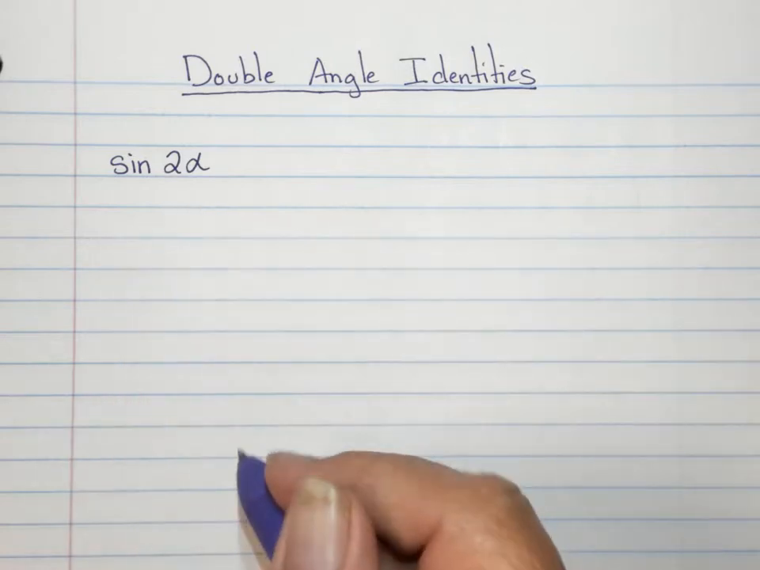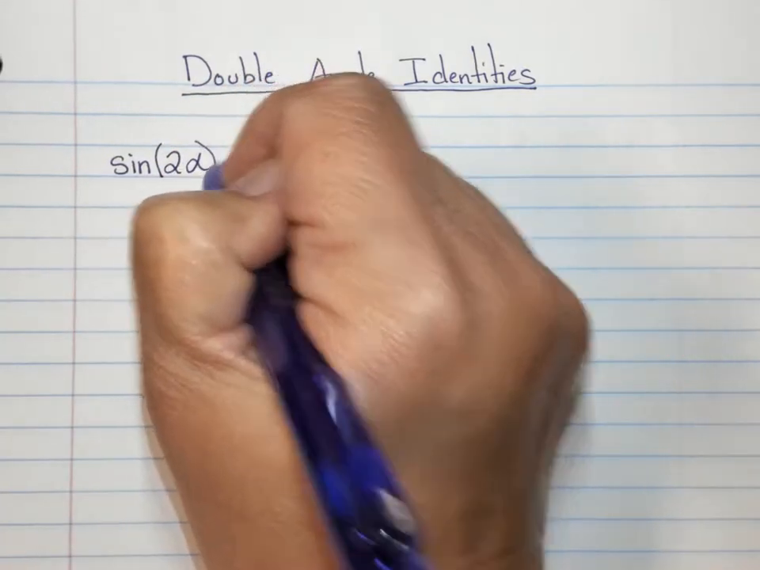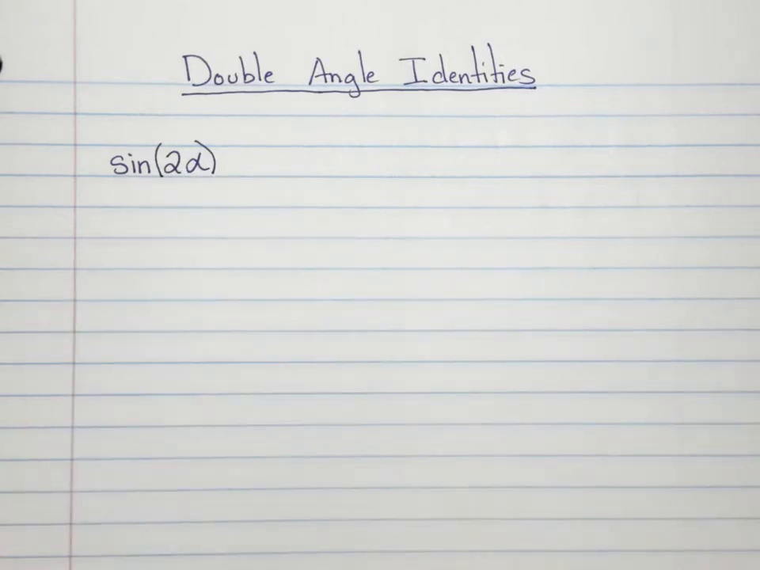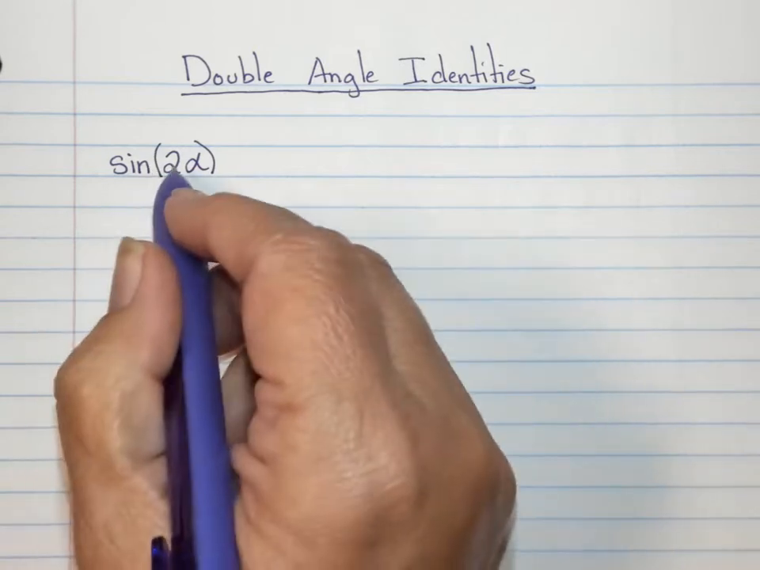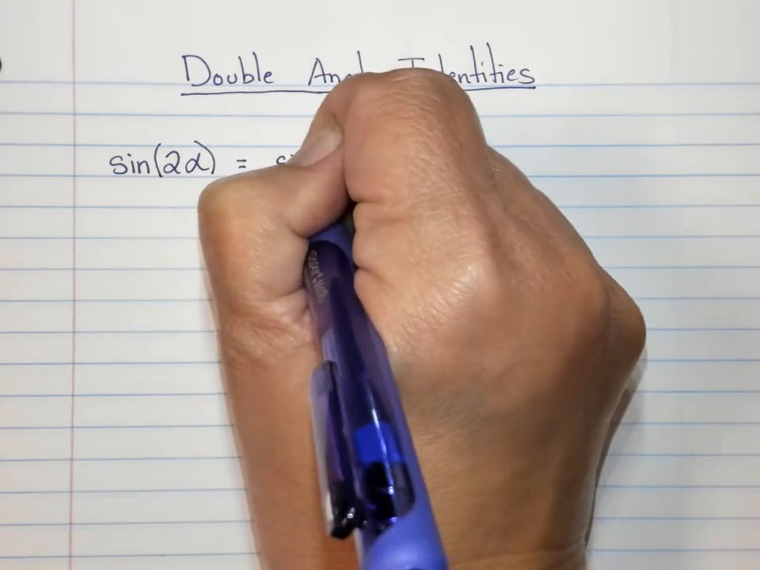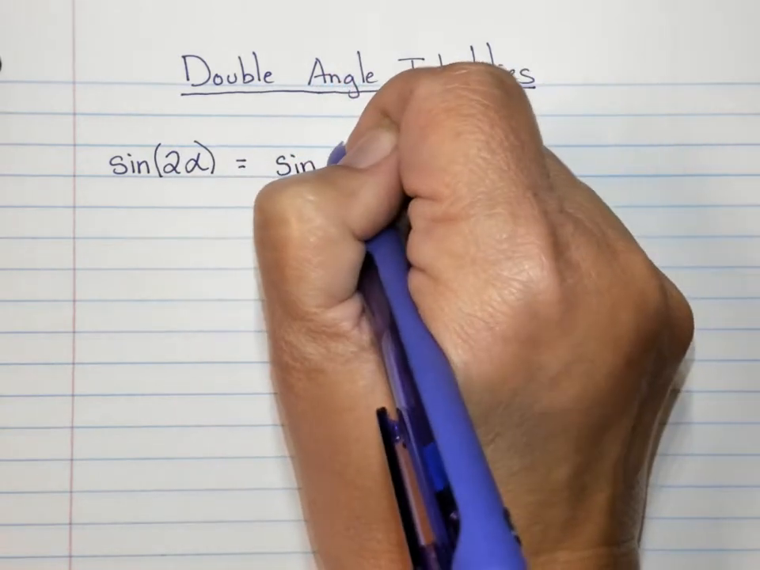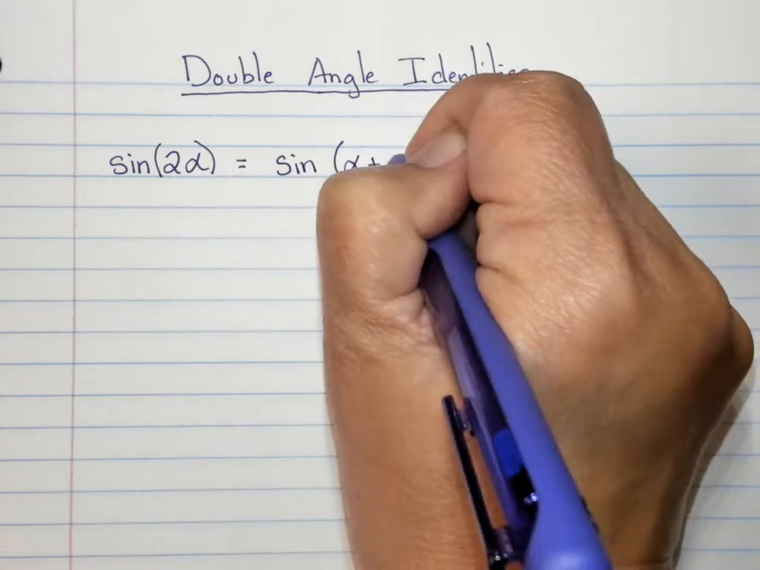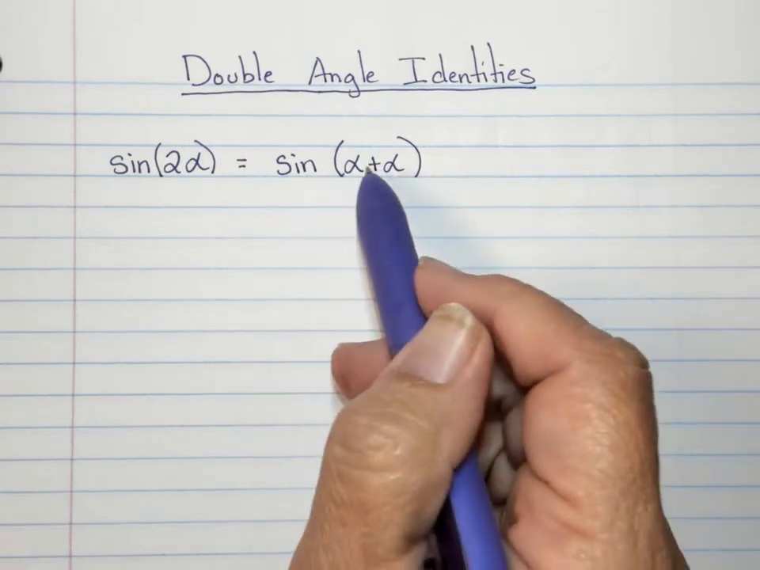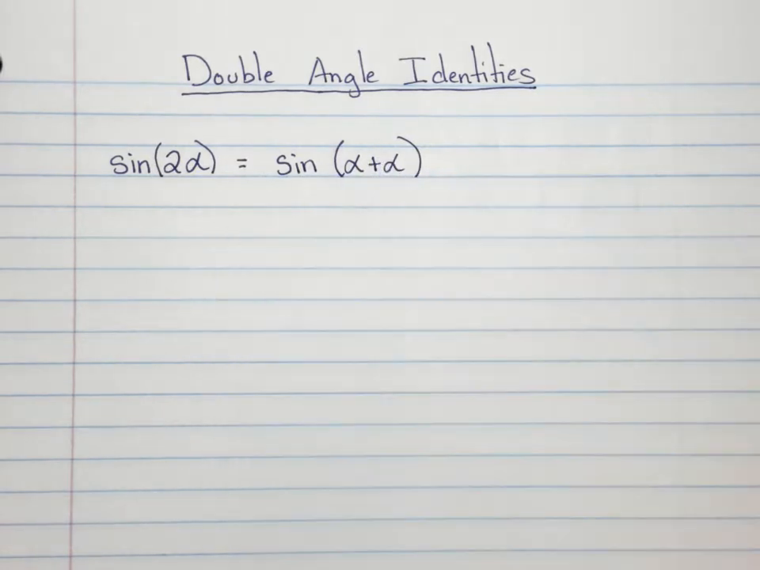Well, what does it mean to double something? So 2 alpha is our angle measurement. Doubling means to multiply something by 2, but doubling can also mean to add something to itself. So this would be equal to the sine of alpha plus alpha. So that is the sine of the sum of 2 angles. Well, that's what we worked on last time.